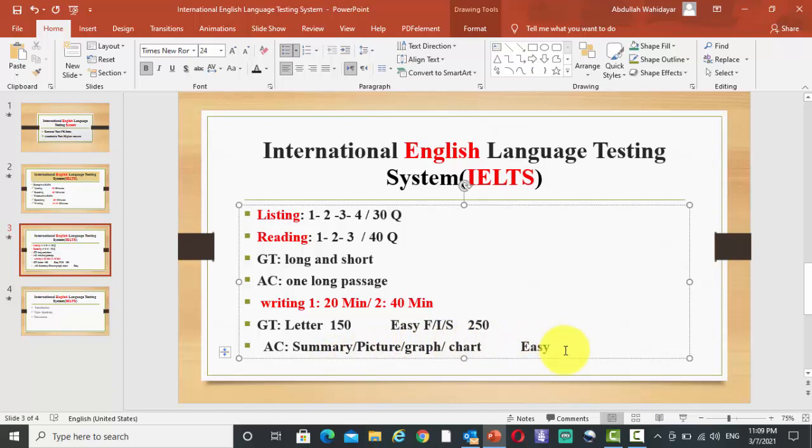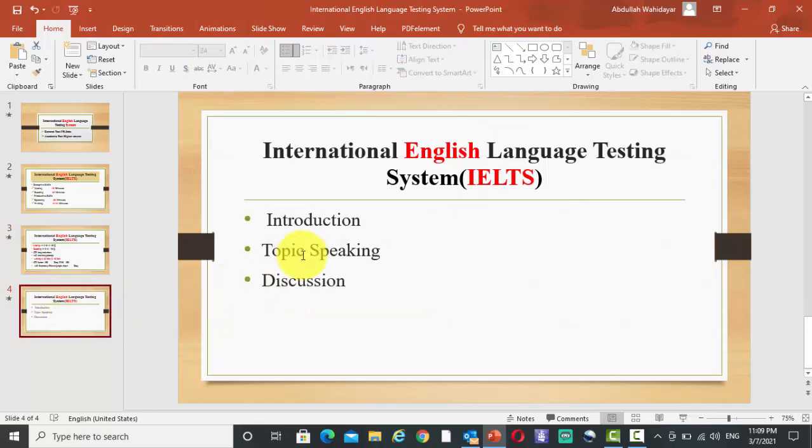The essay is the same, but most of the time it will give you two general topics to write about. So IELTS is pretty simple, not very complicated, but the main thing is that you have to understand the format of the IELTS test. So it has listening, reading, writing, and speaking.